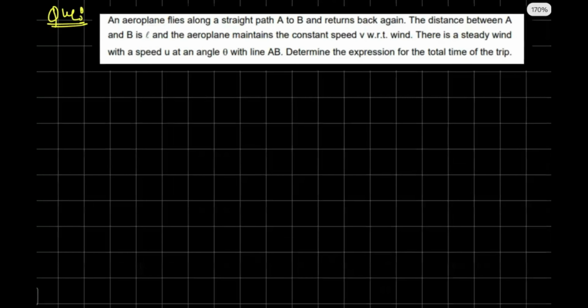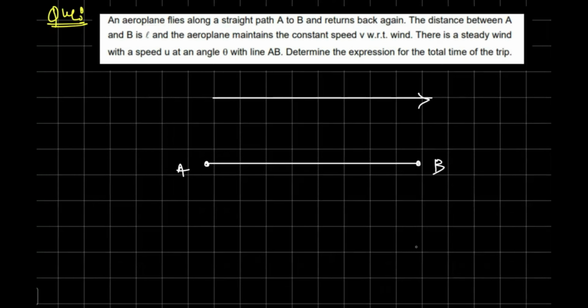Airplane flies along a straight line A. This is point A and this is point B. So आपको दिया है पहले फ्लाइट यहाँ से यहाँ जाएगा, it will go to this point and then it will return back to the original point. The distance between A to B is given to you, L, and aeroplane maintains constant velocity with respect to wind V. The velocity of aircraft with respect to wind is V.